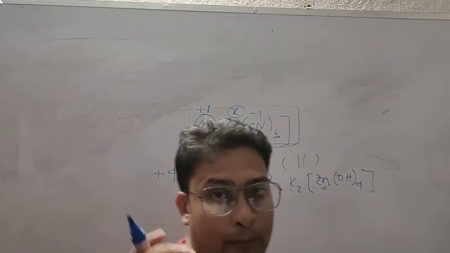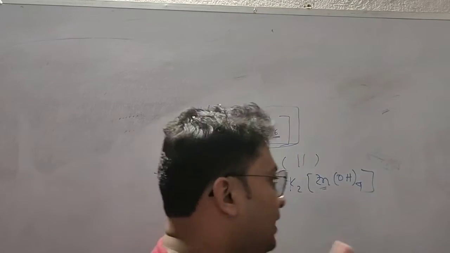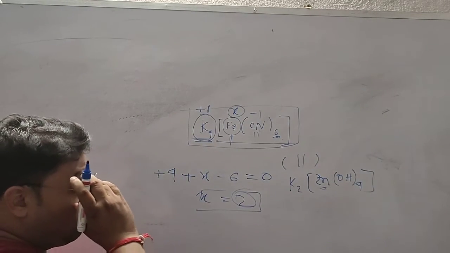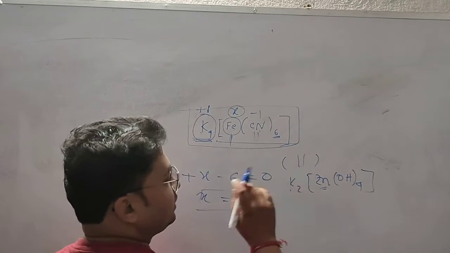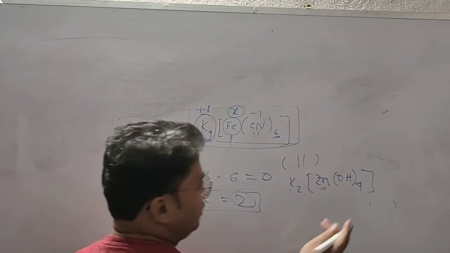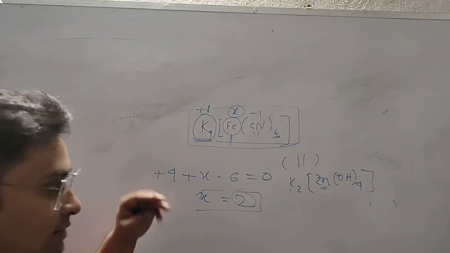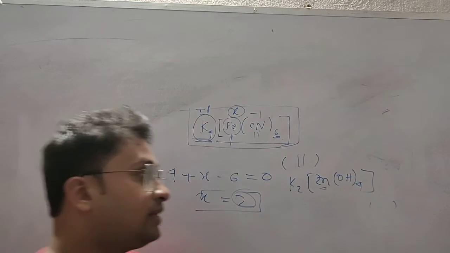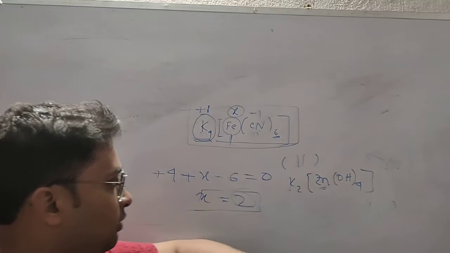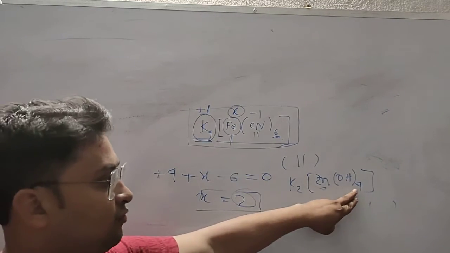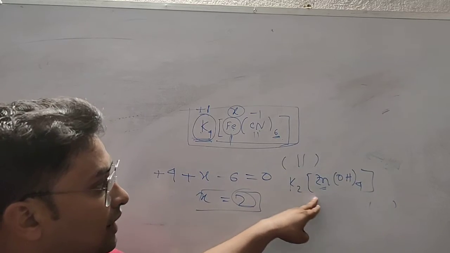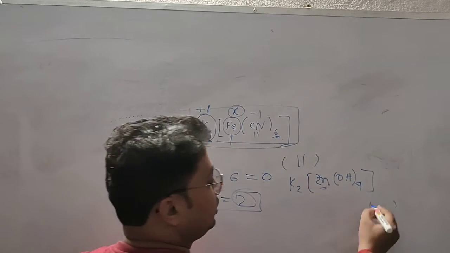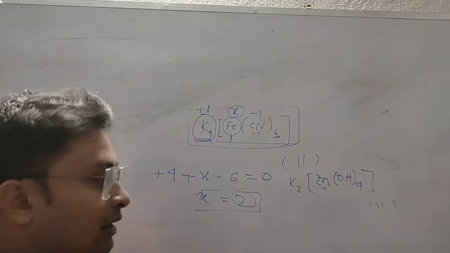Potassium tetrahydroxidozincate. Now what is the Roman numeral, the number in the bracket? What is the oxidation state of zinc? We can calculate it easily. This is 4, this is minus 4, plus 2. That means the oxidation state of zinc is 2. I hope you will learn.